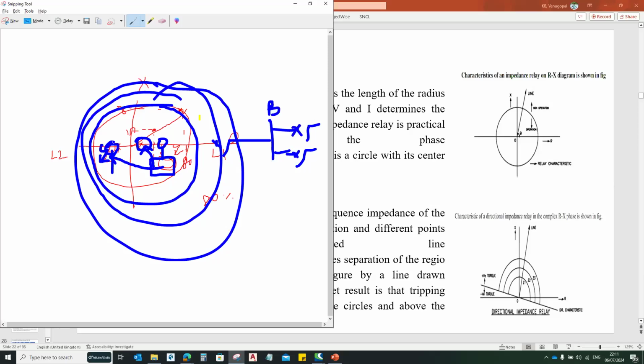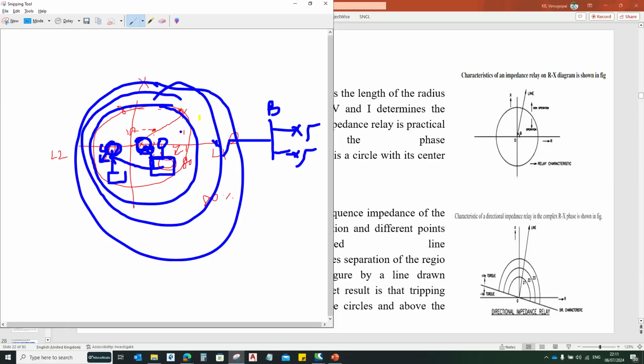As the fault is here, this circuit breaker will trip, and this circuit breaker will also trip, because this relay will also sense. This relay is available and this relay is available. For this fault, both relays will sense at the same time because of this circular characteristic.